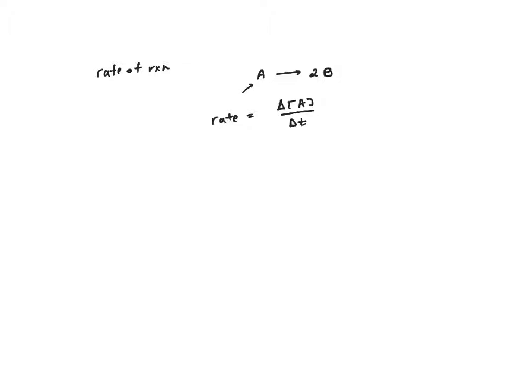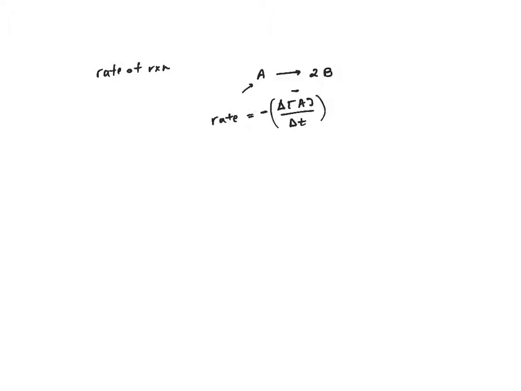I don't want to deal with negative rates, so what do I do to get rid of that negative? I put a negative in front, right? Because A, being a reactant, overall is going to be negative. To get rid of that negative, I just put a negative in front, so I get an overall positive rate, okay? So I can measure the rate of this reaction by watching A, and then putting a negative in front, getting my rate of reaction.